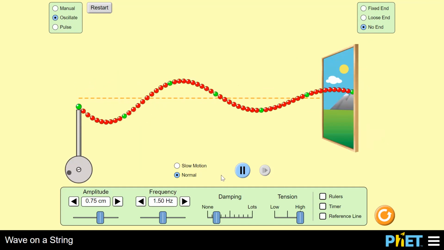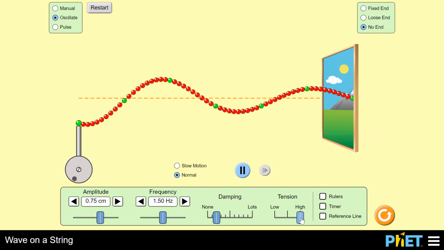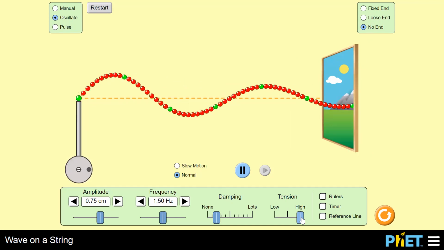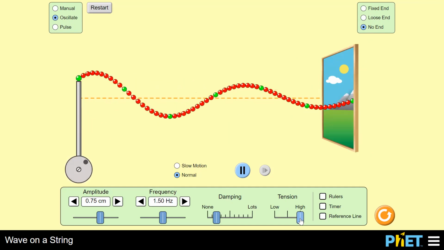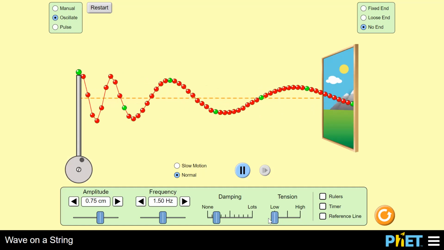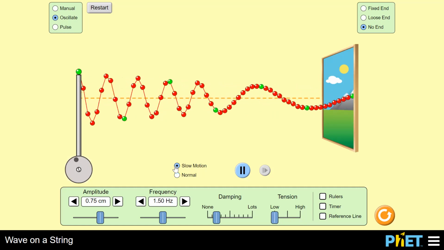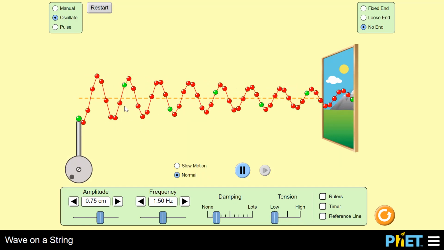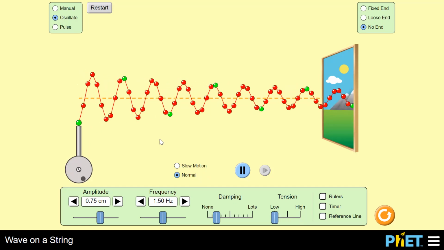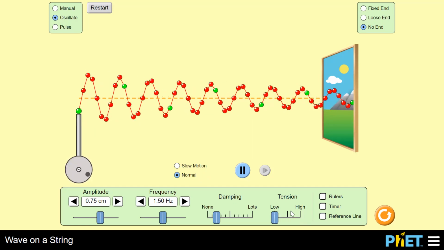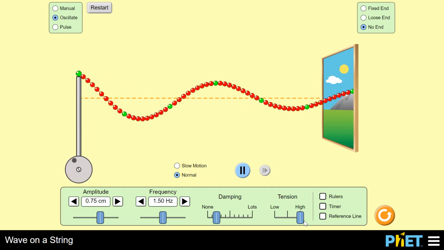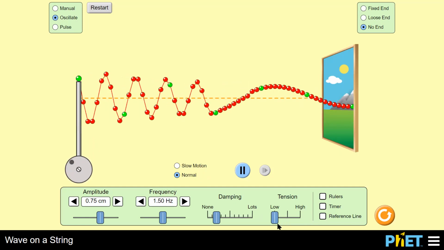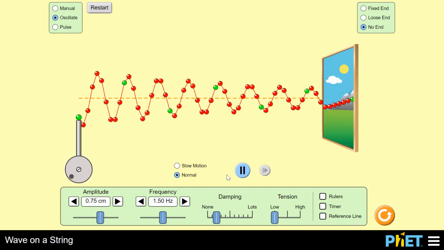So you can see here, the tension is set on high. The tension is the force along the string. If you set the tension at low, you can see here that it creates a greater frequency and it moves faster compared with the high. Also, the tension influences the frequency of the wave.